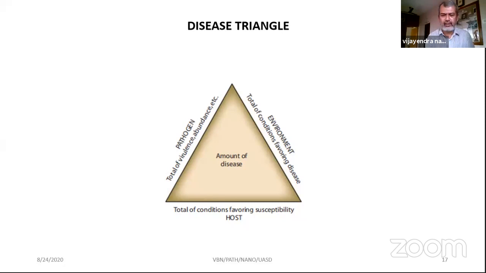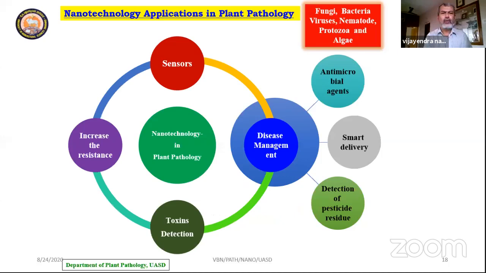Now I am going to deal with nanotechnology in plant pathology. I have defined what the disease is. Now we can apply nanotechnology in management, in identifying toxins, particularly aflatoxin and the many fumonisins. To have resistance, we can use the characteristics of silica and related materials. There are also sensors to identify disease, and we have a beautiful example of these. And there is management in the glass house and, to some extent, in the field.